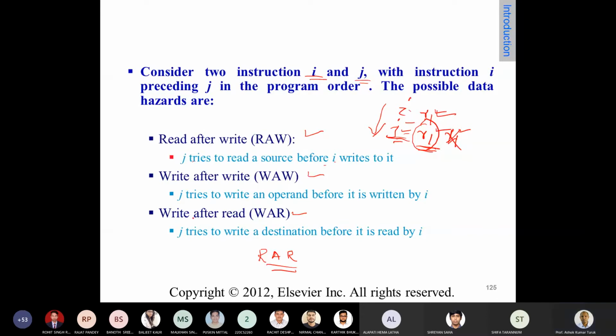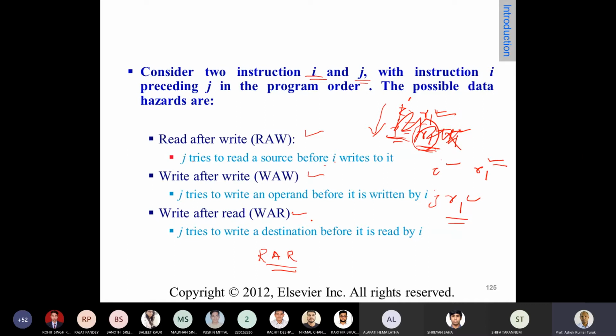Then there is write after read. J tries to write a destination before it is read by I. So let's say we have instruction I and J, and this is R1. Here J has a destination R1, I has a source R1, and J tries to write destination R1 before it is read by I. Such a hazard is called a write after read hazard.